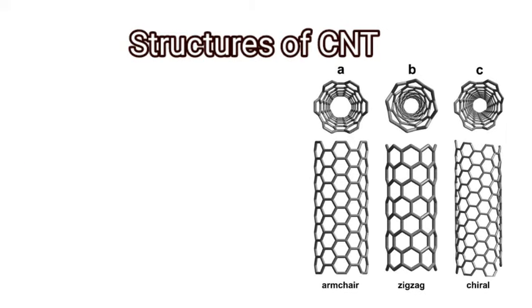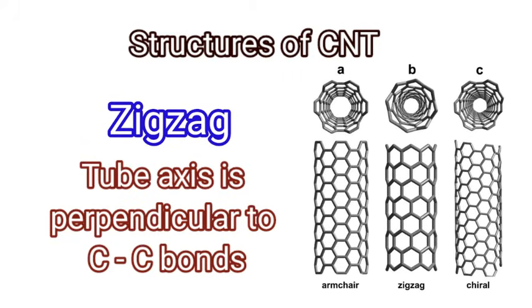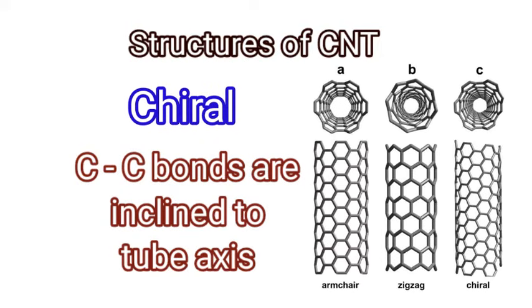The zigzag structure is made by rolling the graphene sheet in such a way that the tube axis is perpendicular to the carbon-carbon bonds. In the chiral structure of carbon nanotubes, carbon-carbon bonds are inclined to the direction of the tube axis.